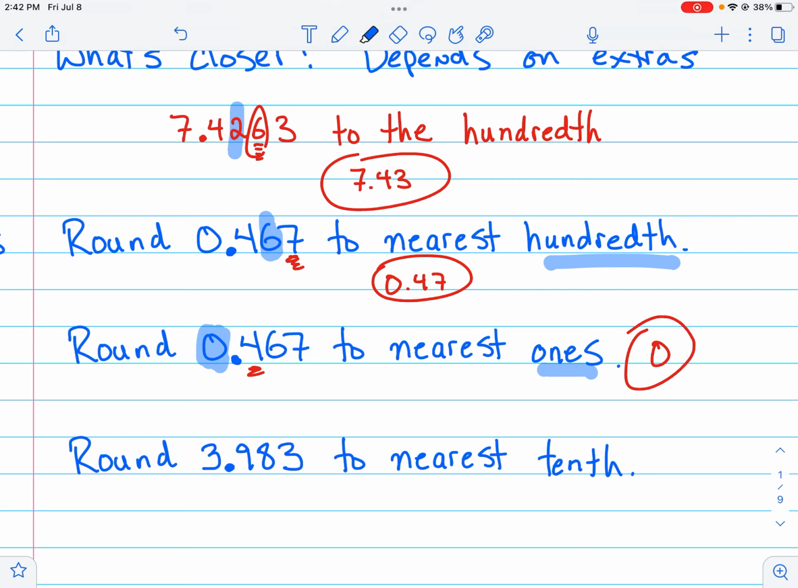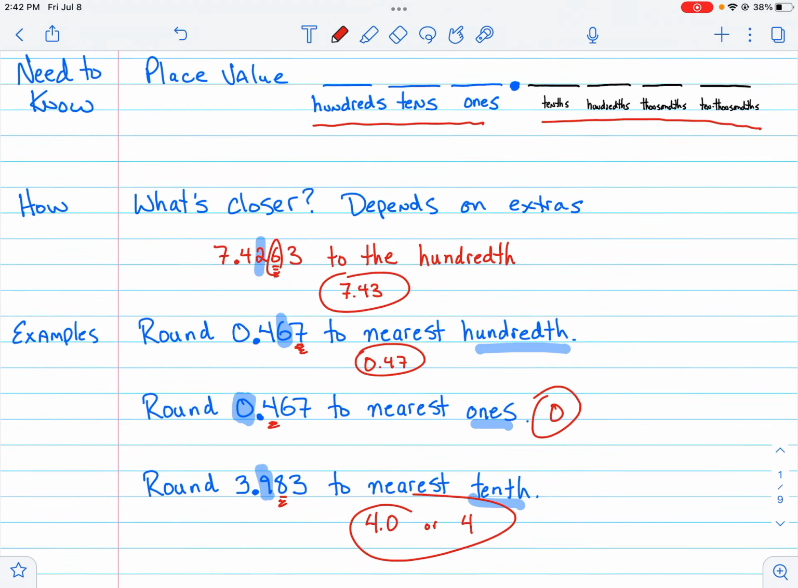And finally, the nearest tenth, this is the tenth. We look to the right of it. That's an 8. That's closer to 10 than it is to 0, so we're going to round up. Well, 3.9 has to round up, so we're going to turn it into the only thing it can be, 4.0 or 4. And that is how you round.